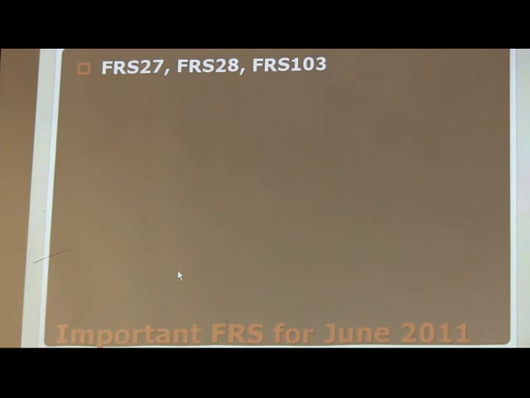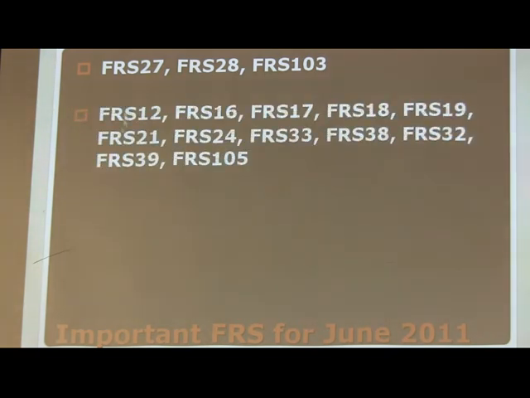The important FRS for June 2011 will be things like, for section A, you need to know FRS 27, FRS 28, and FRS 103. These are the standards involving consolidation. Other FRS involving adjustments are things like FRS 12 accounting for deferred tax, FRS 16 accounting for PPE, FRS 17 accounting for leases, FRS 18 accounting for revenue, FRS 19 maybe employee benefits.